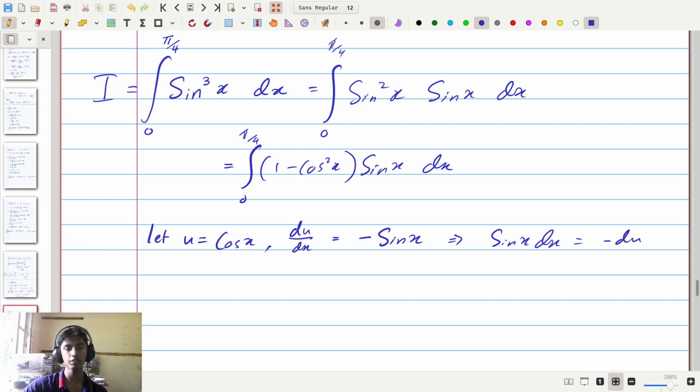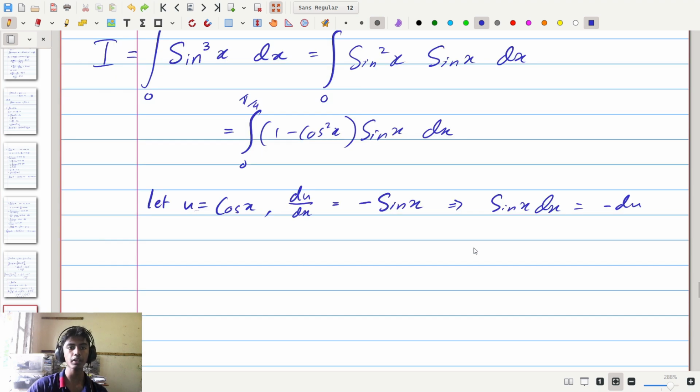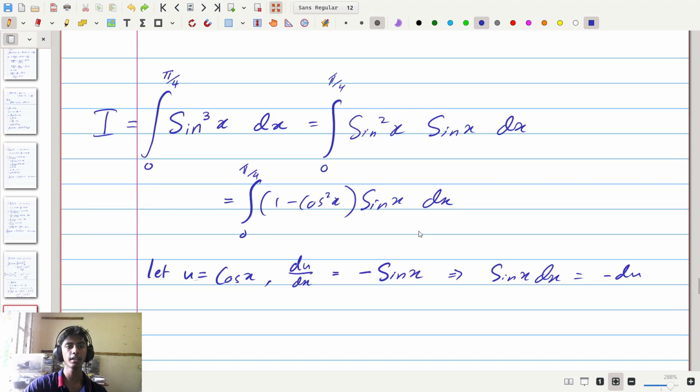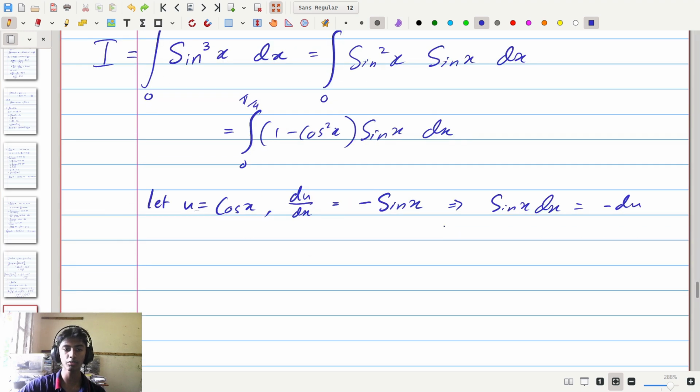This is the whole reason why I wanted to take u equals cosine of x, because then sine of x dx, or this part here, will be taken care of and will be replaced by negative du. Now then, we need to do one more thing, and that is to find the values of the limits for u. For x equal to 0, u equals cosine of x, so we can say that when x equals 0, u is equal to the cosine of 0, which is going to be 1.